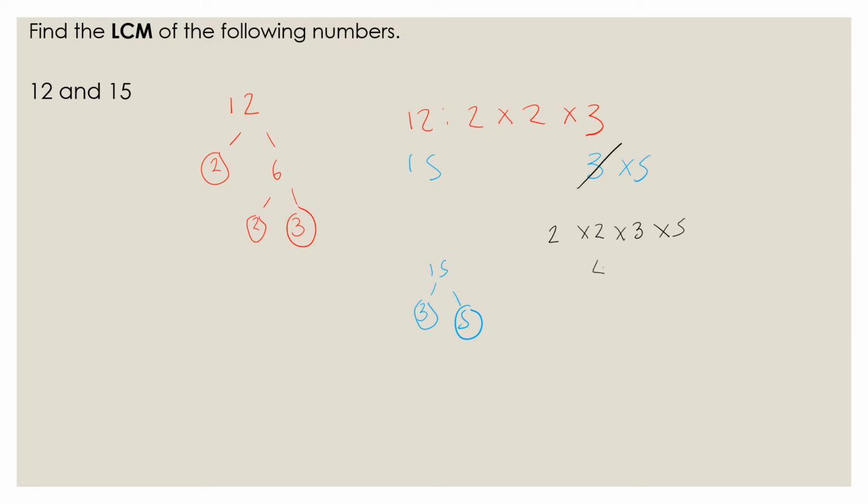So 2 times 2 is 4, 4 times 3 is 12, and 12 times 5 is 60. So the lowest common multiple of these numbers is 60.